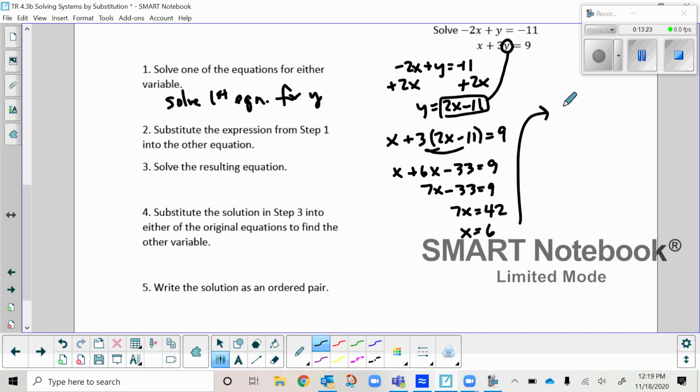So plugging 6 in for x on the bottom equation gives me this. 6 plus 3y equals 9, and then I subtract 6 from both sides. 3y equals 3. Dividing by 3 gives me y equals 1. And do not forget to write your final answer as an ordered pair. And there we go, we're all done.